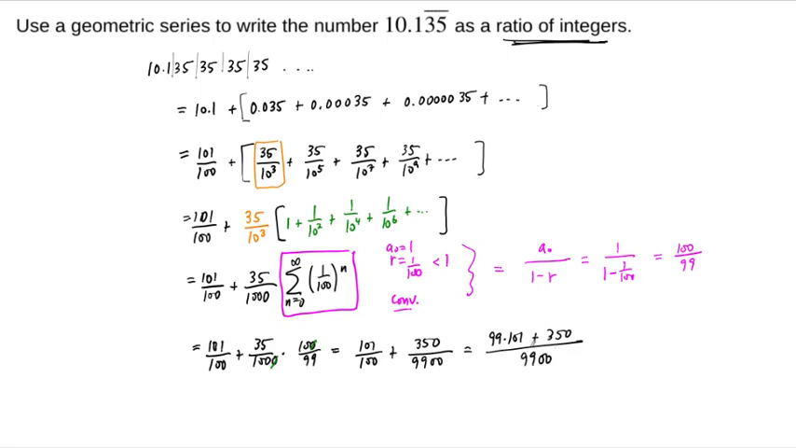And of course, 99 times 101 is a difference of squares. It's 100 squared minus 1. So 100 squared is 1 with 4 zeros, so this is going to be 9,999 plus 350 over 9,900. Add 350 to 9,999, and you end up with 10,349 over 9,900.